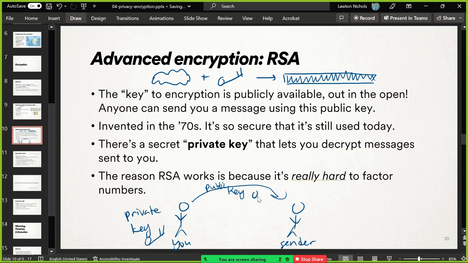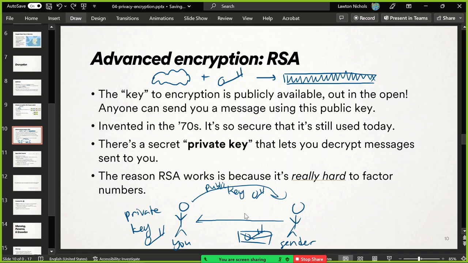So you give them this public key, and they have a little envelope, here's their little message that they want to send you. They use your public key on that message to encrypt it, and then they give that to you. And you are able to use your private key to decrypt that message and figure out what they sent. All right, that is the setup.